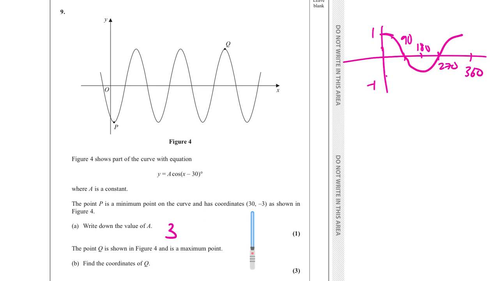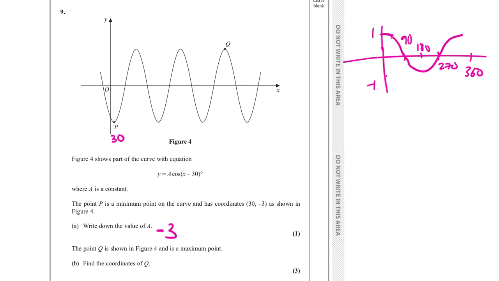Then it says this is also 30. Okay, so our minimum point, now this is A cos of x minus 30. So it means we added 30, right? Yeah, because it does the opposite. Q is at 900. But wait there. I don't think this is just 3. This is negative 3. No, Miss. Yes, it's a minimum point. It says it's a minimum point.